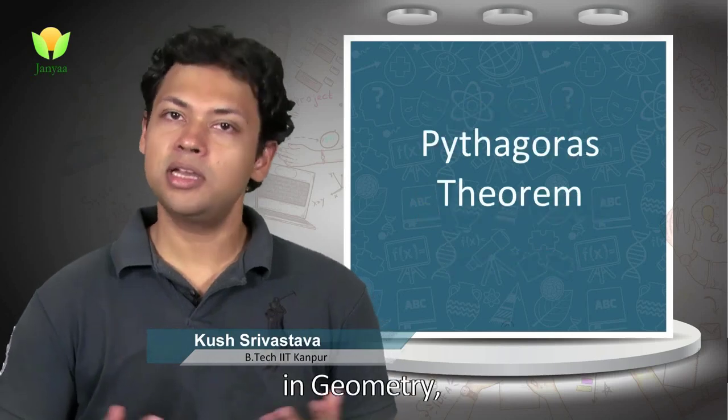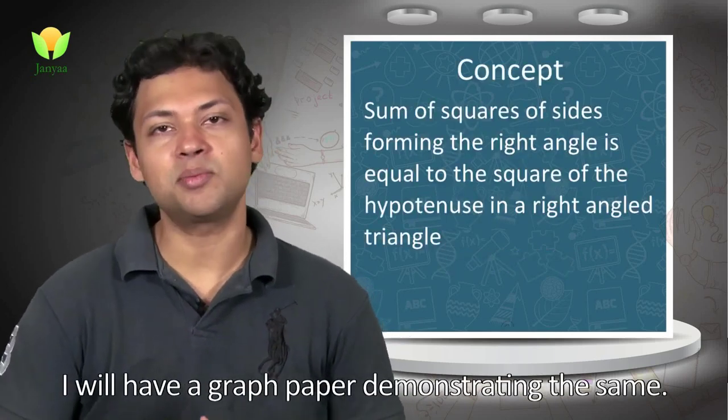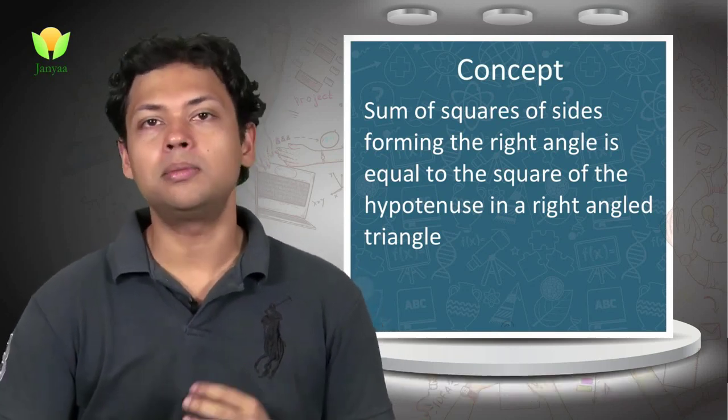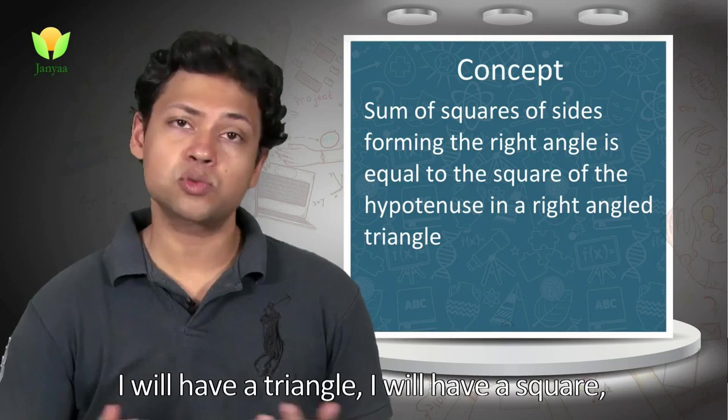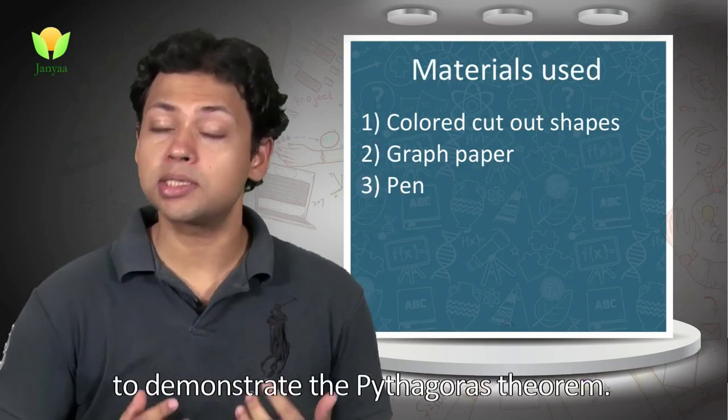Today we are looking at another interesting concept. In geometry, algebra, you can combine the both. I'll have a graph paper demonstrating the same. Also, I'll have some beautiful shapes. So I'll have a triangle, I'll have a square, different colored, which can be used to demonstrate Pythagoras theorem.